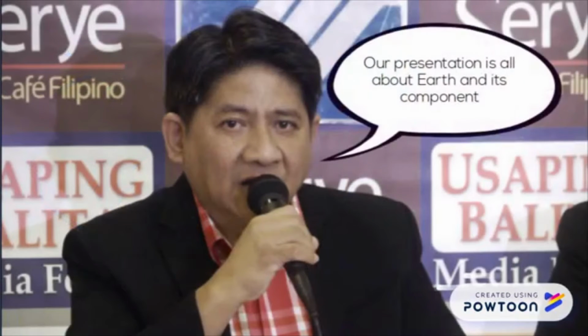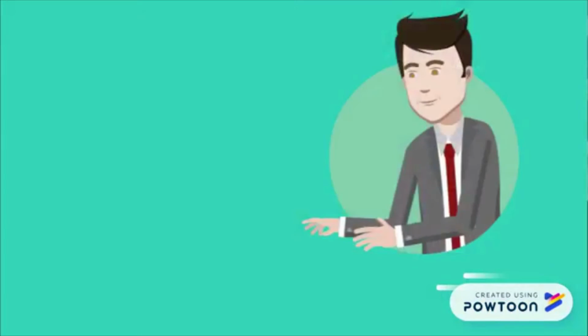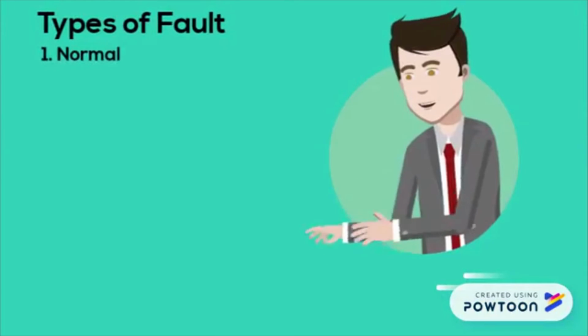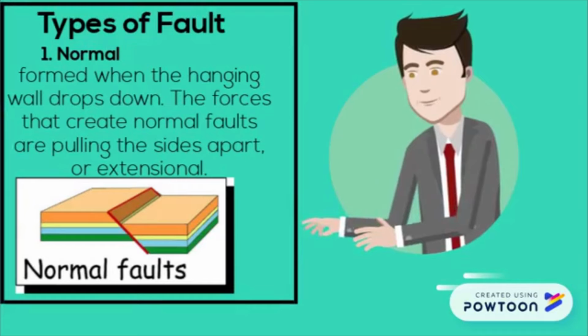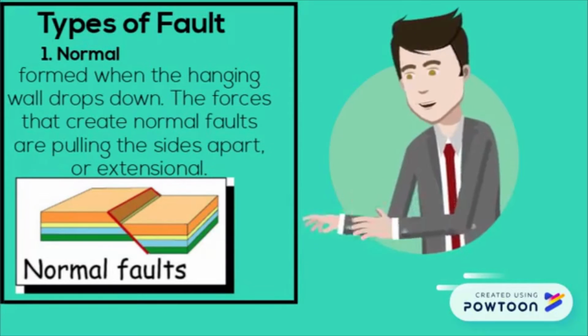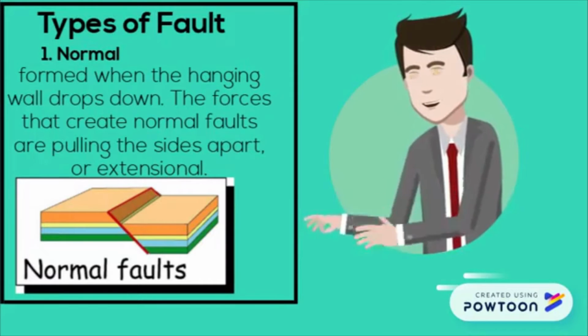This presentation is all about Earth and its components. Types of fault. Normal. Formed when the hanging wall drops down. The forces that create normal faults are pulling the sides apart, or extensional.